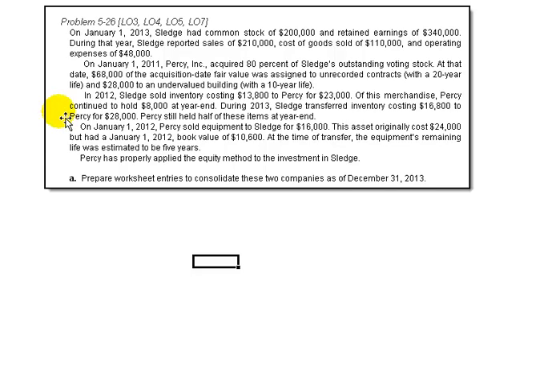Then, next paragraph, on January 1st, 2012, Percy sold equipment to Sledge for $16,000. The assets originally cost $24,000, but had a January 1st, 2012 book value of $10,000. At the time of transfer, the equipment's remaining life was estimated to be 5 years. Now, they've properly applied the equity method to the investment in Sledge. Part A says, prepare worksheet entries to consolidate these two companies as of December 31st, 2013.